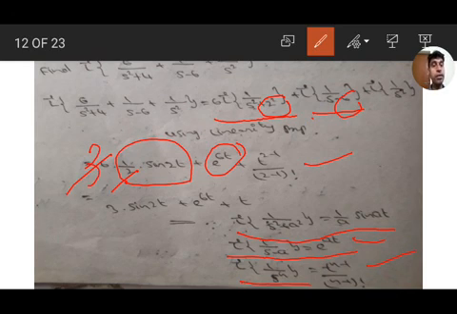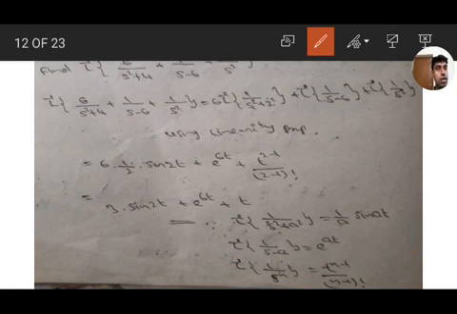Therefore 3 into sin 2t plus e to the power of 6t plus t to the power of 2 minus 1, that means t. 2 minus 1 means 1 factorial, which means 1. That is 3 into sin 2t plus e to the power of 6t plus t. That is the answer. So once again I will repeat the problem.